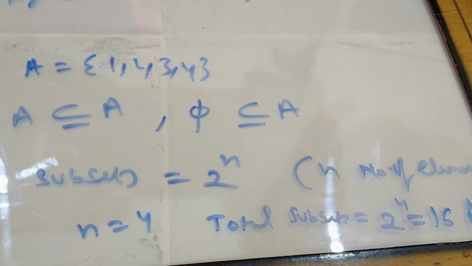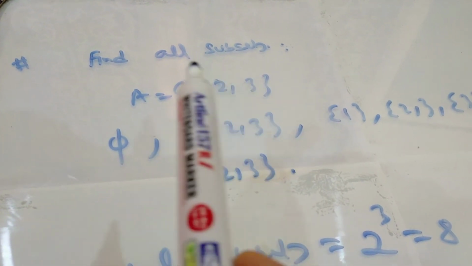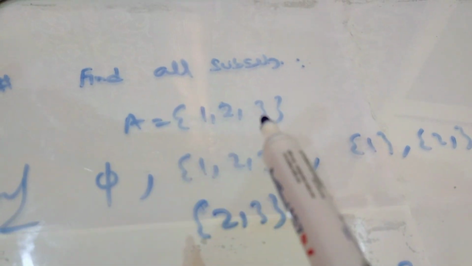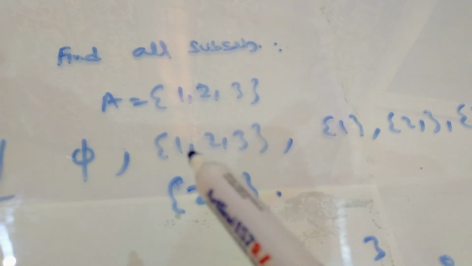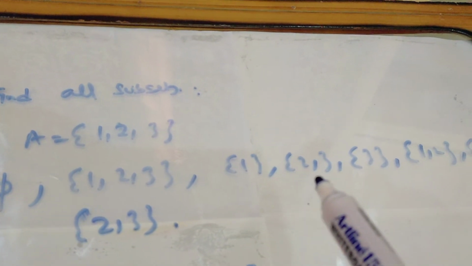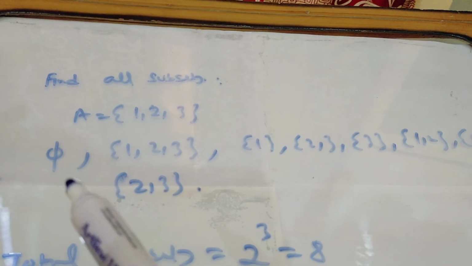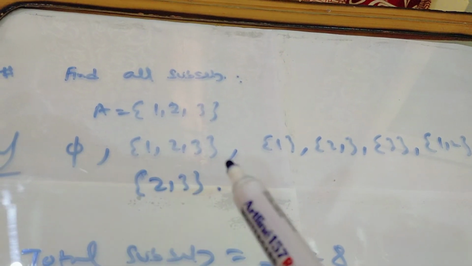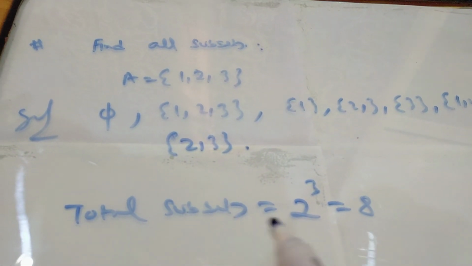Okay. Now let us take one example. I have a set A equal to {1, 2, 3} and we have to find all the subsets. So here we have the solution. You know phi is a subset of every set, so this is one of the subsets. Every set is a subset of itself, so {1, 2, 3} is also one of the subsets. Then {1}, then {2}, then {3} alone, {1, 2}, then {1, 3}, and the last is {2, 3}. Now you can count: 1, 2, 3, 4, 5, 6, 7, 8. Total subsets are 8. Now from the formula you see total subsets is equal to 2 to the power 3, that is 8. Okay, so this is called total subsets.